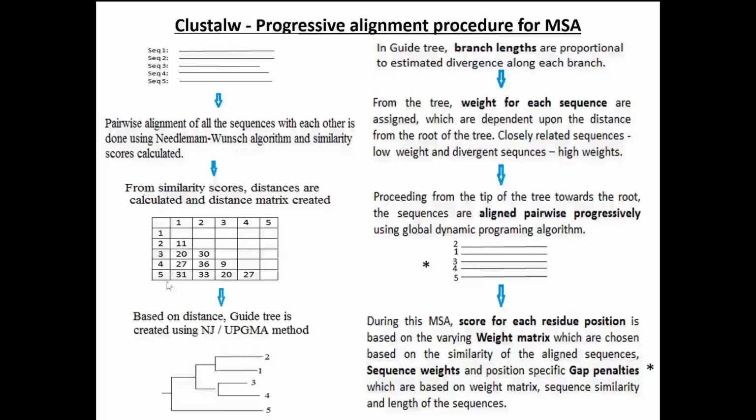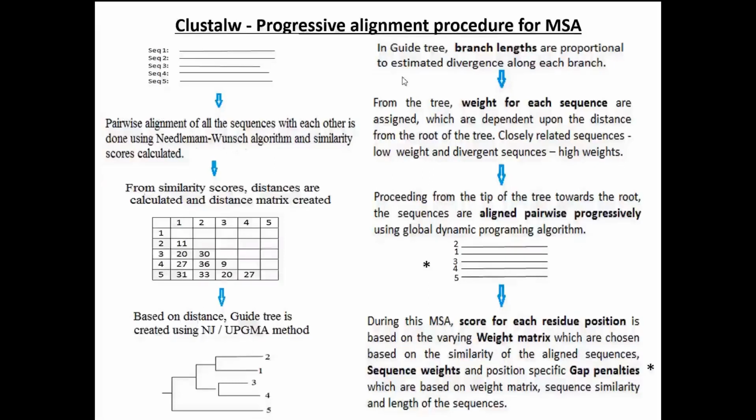Now the next thing is sequence 5. When you note the distance between the other sequences, we can notice that 3 and 4 have less distance when compared to 1 and 2 towards 5. So here 5 will be placed over here near to 3 and 4. So this is the guide tree built based on the distance matrix. In the guide tree, branch lengths are proportional to the estimated divergence along each branch. You can see here the branch lengths are different, which denotes their divergence.